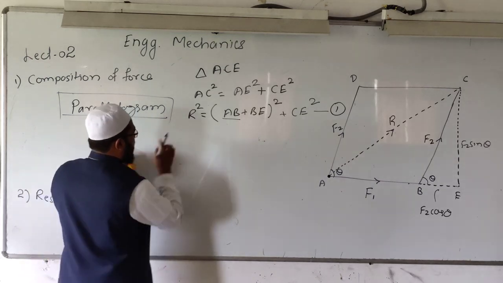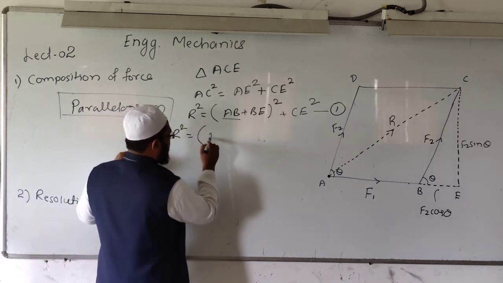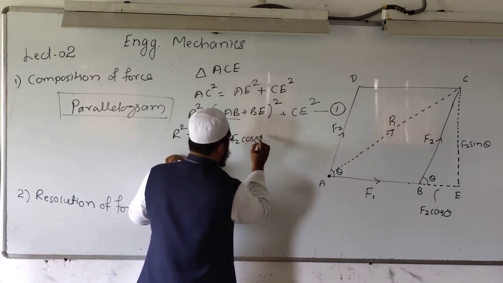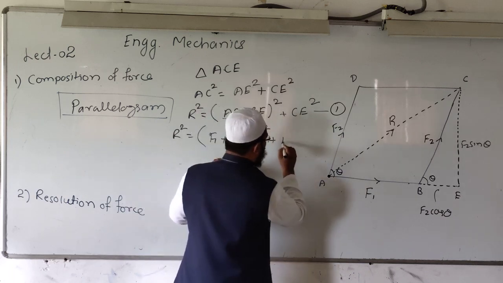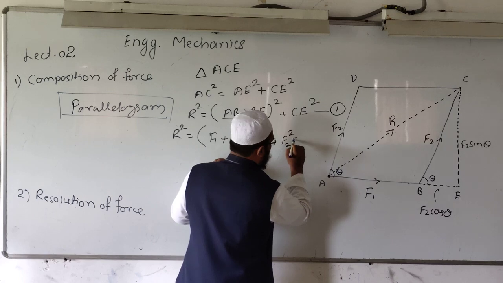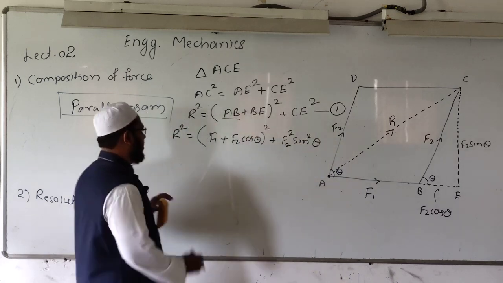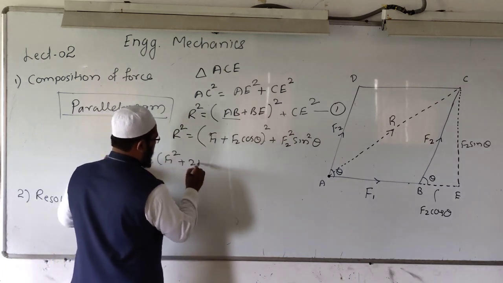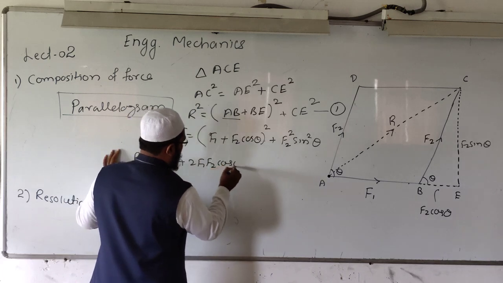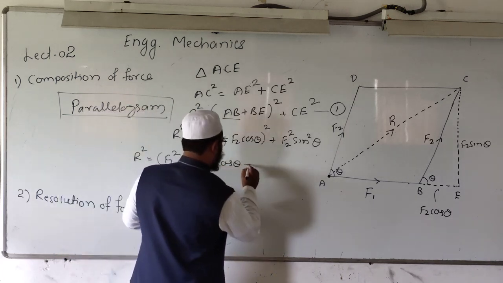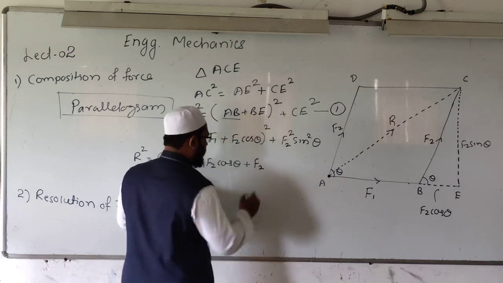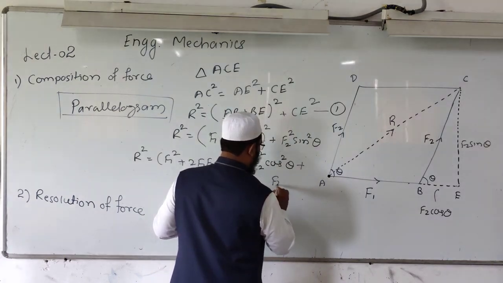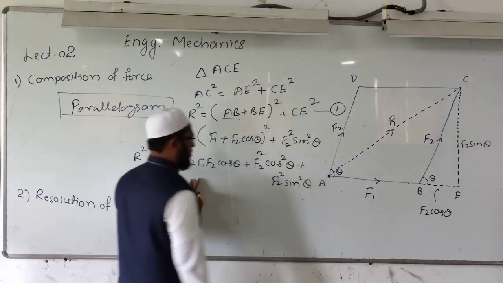Listen here, R square equals (AB means F1, BE means F2 cos theta) bracket square, plus (CE means F2 sin theta) square. We will expand the bracket. R square equals F1 square plus twice F1 F2 cos theta plus F2 square cos square theta plus F2 square sin square theta.